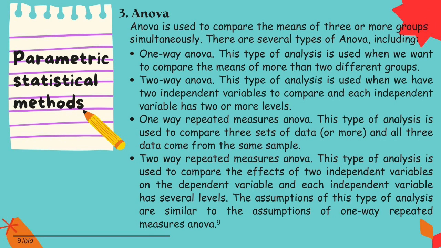One-way repeated measures ANOVA. This type of analysis is used to compare three sets of data or more, and all three data come from the same sample. Two-way repeated measures ANOVA. This type of analysis is used to compare the effect of two independent variables on the dependent variable, and each independent variable has several levels. The assumptions of this type of analysis are similar to the assumptions of one-way repeated measures ANOVA.